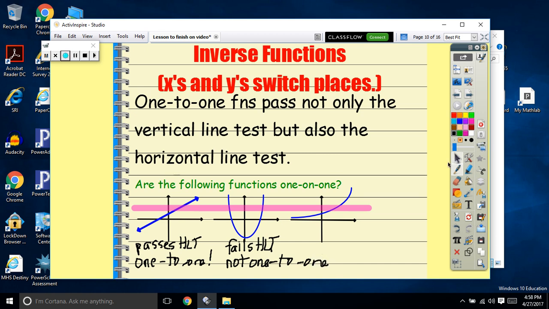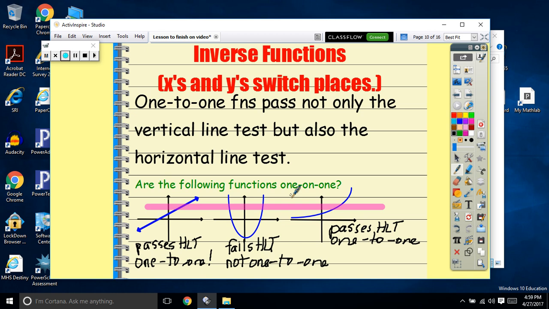Now look at the exponential growth graph on the right-hand side. See how I'm taking the horizontal line up and down it? Every time my pink horizontal line is only touching one spot on the blue graph. So again, my blue exponential growth graph passes the horizontal line test. So it is 1-to-1.